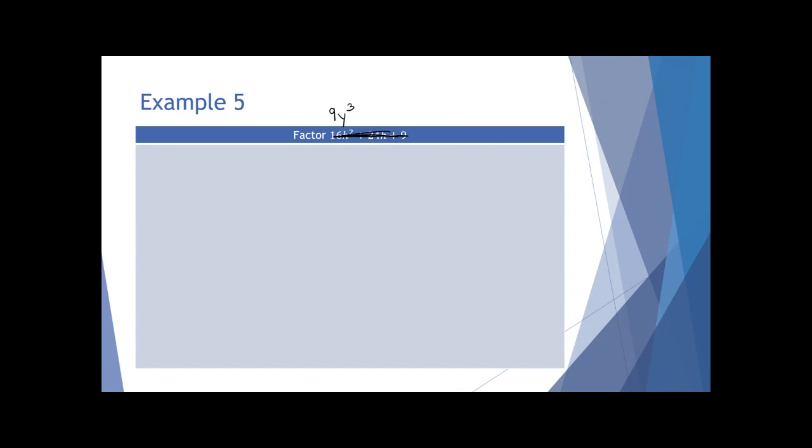9y cubed minus 30y squared plus 24y. Okay. So we have a greatest common factor we can factor out here. We're going to factor out a y for sure because there's y in all of these. So the greatest common factor out of 9, 30, and 24. Let's see, 9 doesn't go into 30. So it would have to be a 3 that I can factor out. And then I can factor out a y. So I'm going to factor out a 3y. And this one I am going to write all the steps.